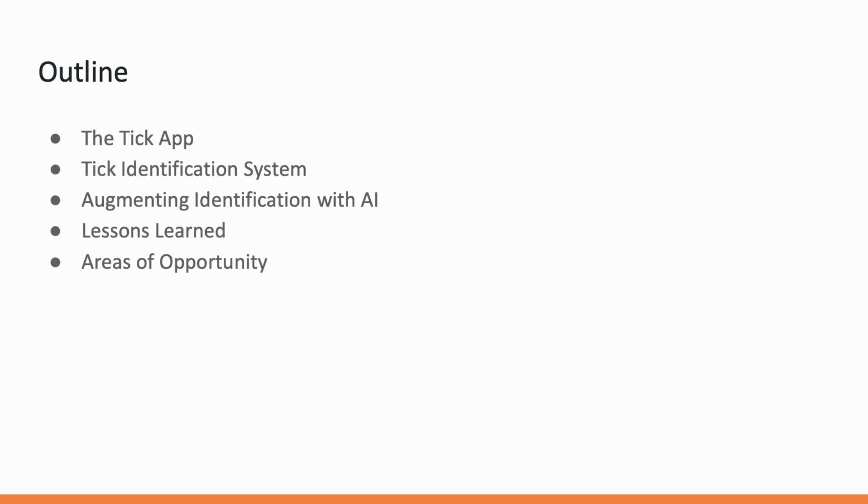In this talk, we'll give you an overview of the Tick app, a project developed to help researchers track human tick exposure. The tick identification we use within the app to identify different species of ticks, how we integrated AI into this identification system, and some lessons that we learned along the way. And finally, some areas of opportunity. By the end, we hope that you'll be able to take away two things.